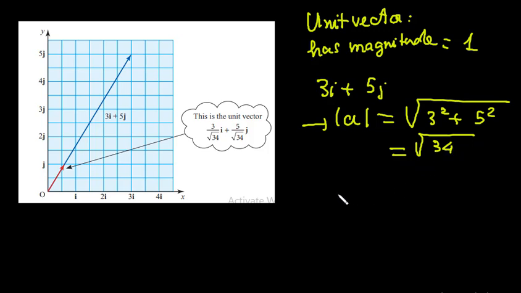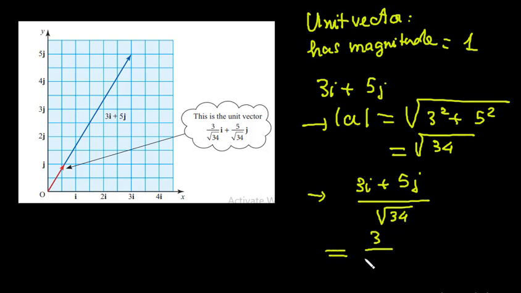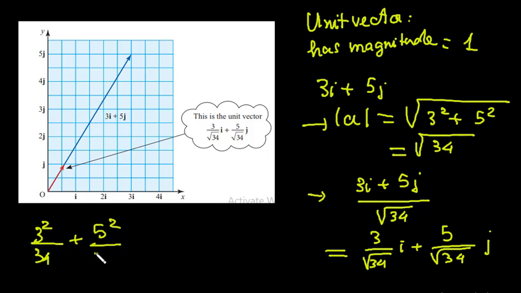And then our unit vector would be the whole vector divided by the length of the vector, and we have 3 over square root of 34 i plus 5 over square root of 34 j. You can see that now we want to find the length of this one. The length of this unit vector will be 3 squared over 34 plus 5 squared over 34, which is equal to 1. So a unit vector is a vector which has magnitude equal to 1.